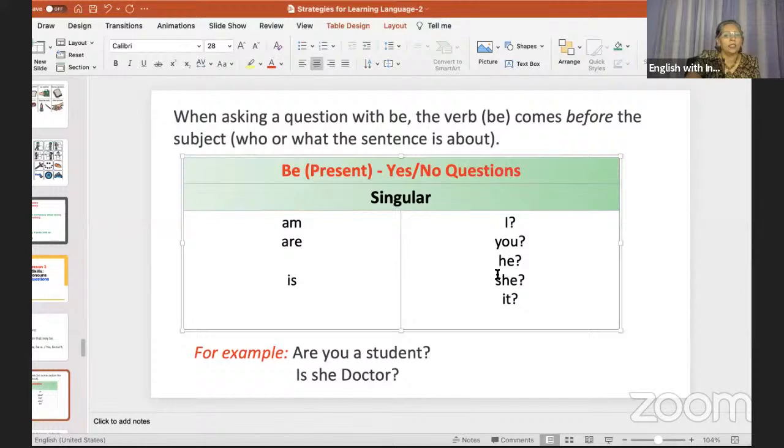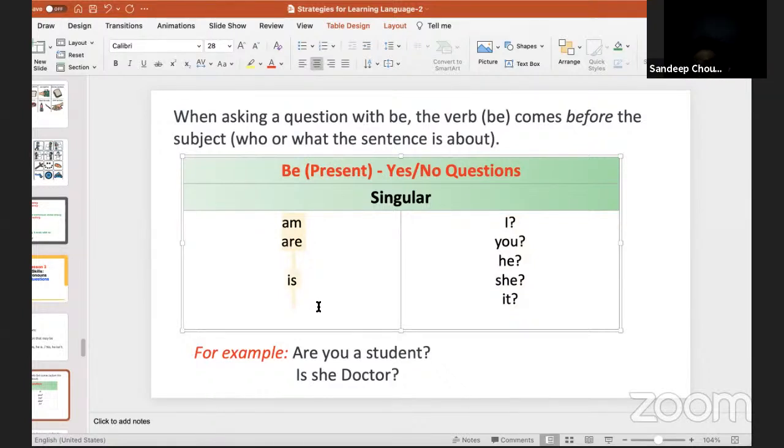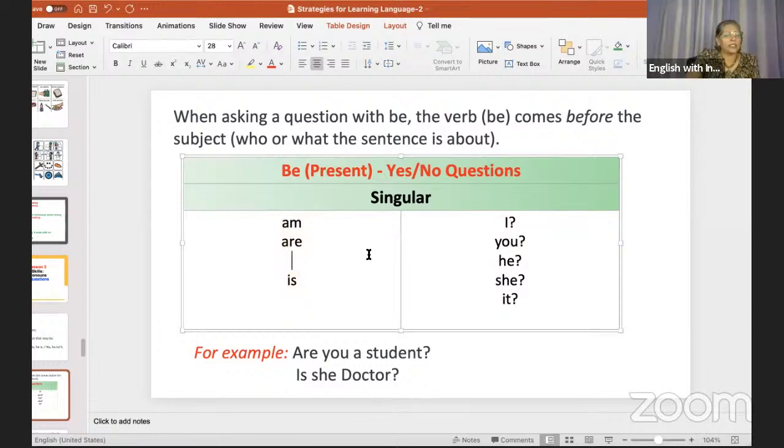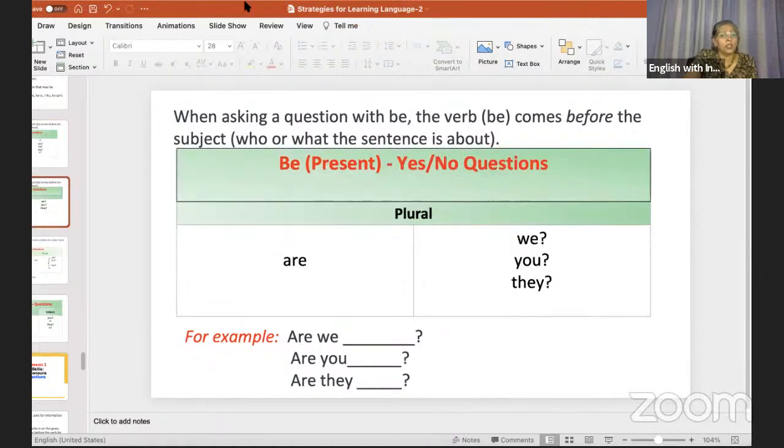So if you see, these are what? Who can tell me? Ma'am, pronouns. And these words are verbs, helping verbs, the be verb. So when we are asking a question, we use the be verb first and then we use the pronoun, right? Am I? Are you? Is he? Is she? Is it? Are you a student? Is she a doctor? Like that.